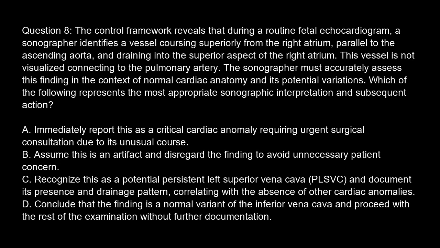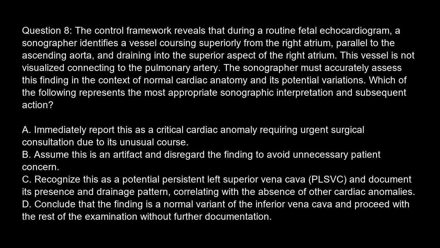Question 8. The control framework reveals that during a routine fetal echocardiogram, a sonographer identifies a vessel coursing superiorly from the right atrium, parallel to the ascending aorta, and draining into the superior aspect of the right atrium. This vessel is not visualized connecting to the pulmonary artery. The sonographer must accurately assess this finding in the context of normal cardiac anatomy and its potential variations. Which of the following represents the most appropriate sonographic interpretation and subsequent action?